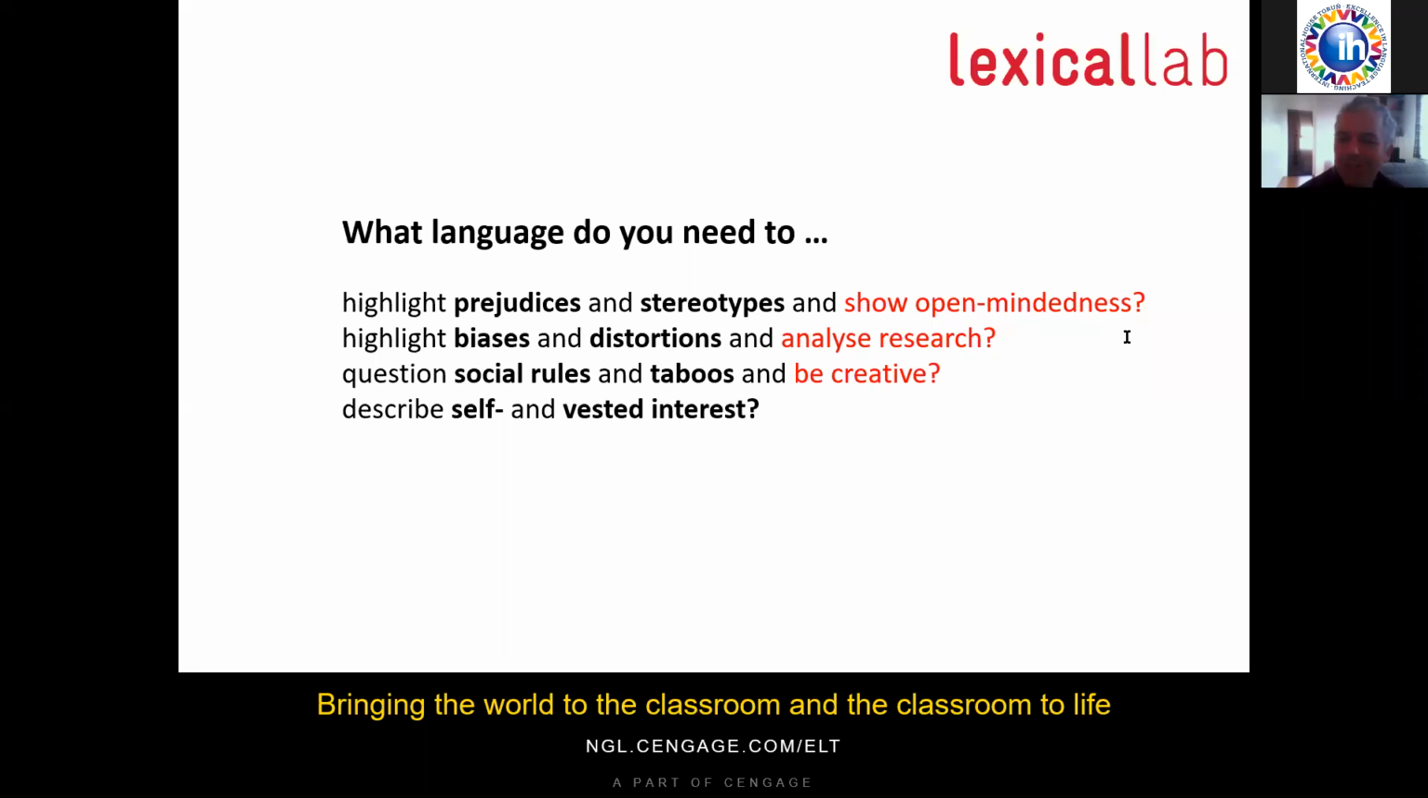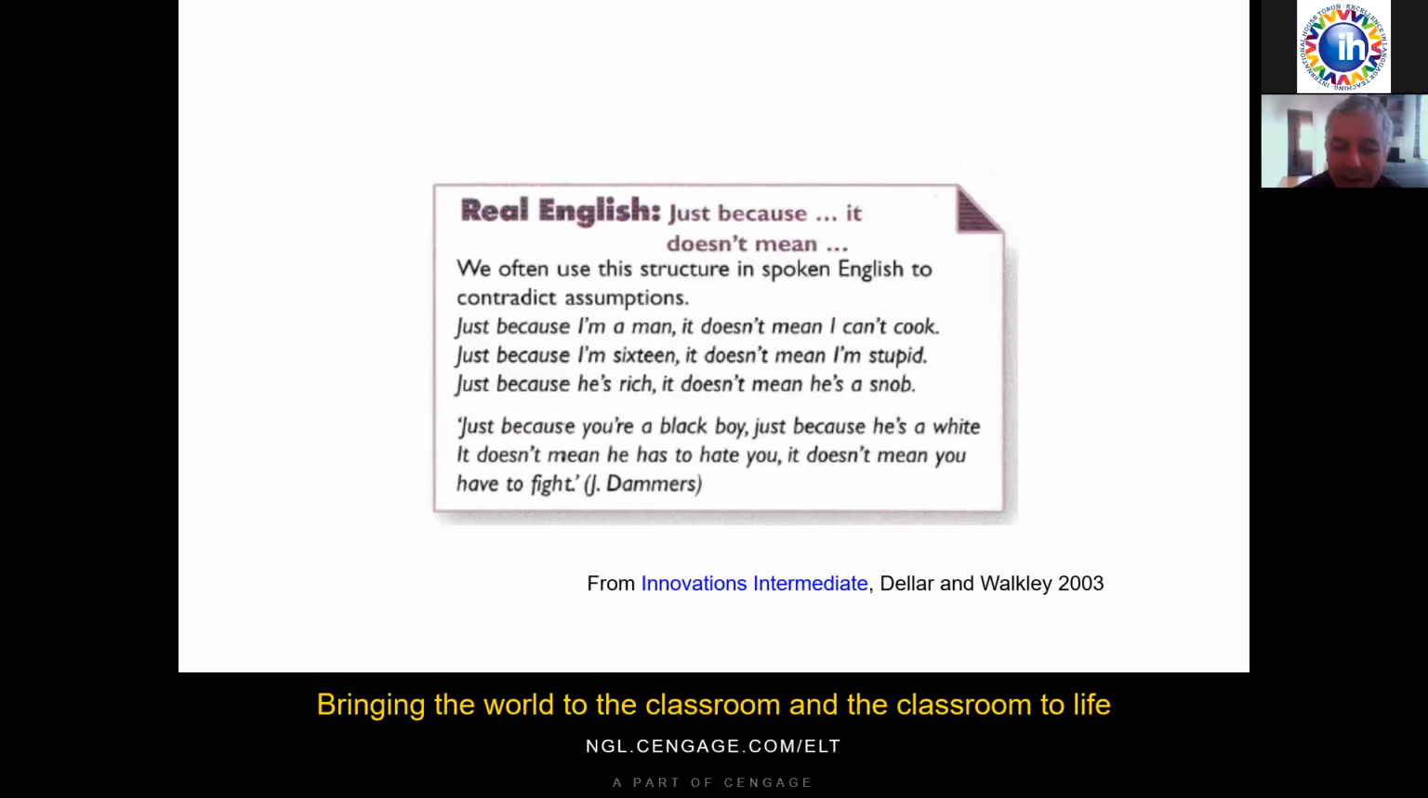Phrases for expressing opinion. Okay. Maybe it's a little bit more difficult to think of these. I haven't got too many suggestions here. Here is one suggestion. This is from Innovations Intermediate, one of the books I wrote many years ago.